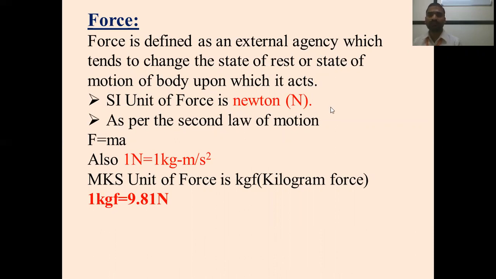The SI unit of force is Newton, that is capital letter N. When you are writing the scientist's name in a unit, you have to write it in small letters. When you are writing only the first letter, it is a capital letter. As per the second law of motion, F is equal to m into a. Also, 1 Newton is equal to 1 kg of mass times 1 meter per second square. So the unit of Newton is kg meter per second square.